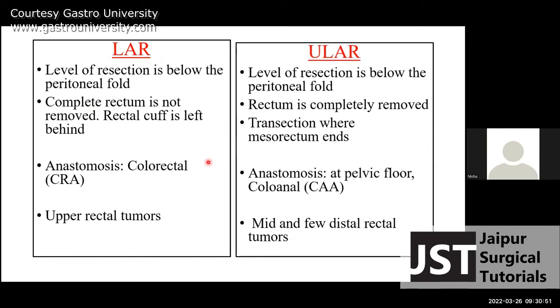The anastomosis in the LAR will be essentially a colorectal anastomosis because the rectal cuff is left behind. But in ultra low anterior resection, it will be at the level of the pelvic floor and essentially a coloanal anastomosis. LAR is indicated for upper rectal and a few mid-rectal tumors, while ULAR is indicated for mid-rectal and a few distal rectal tumors, small distal rectal tumors where we can get away just at the level of the pelvic floor.